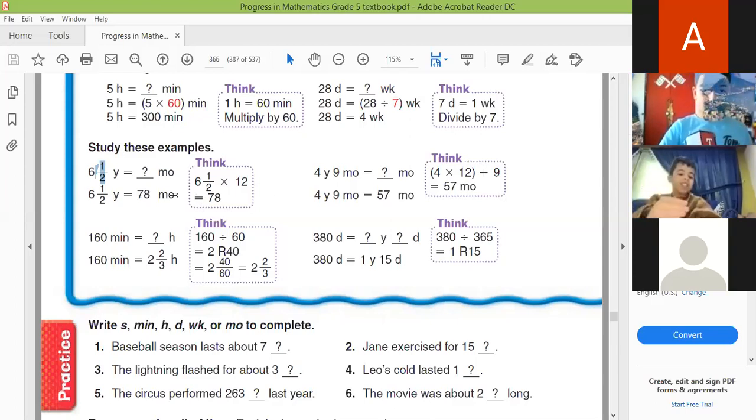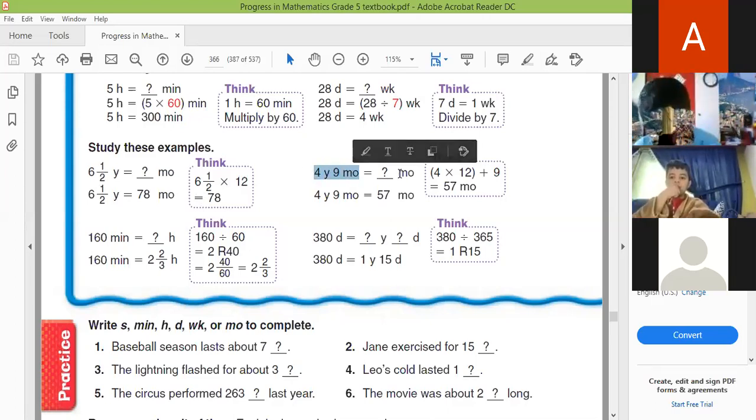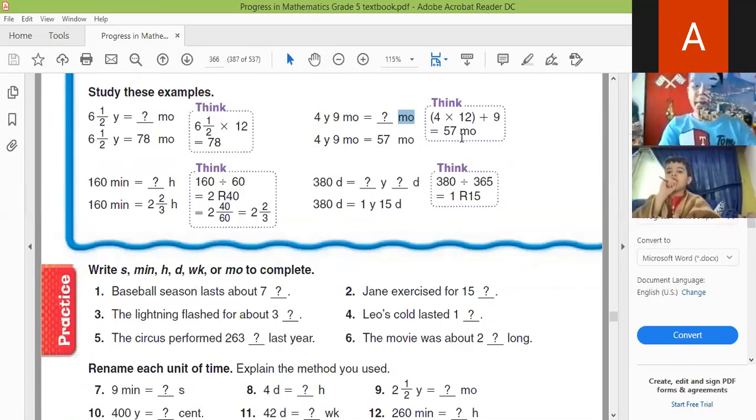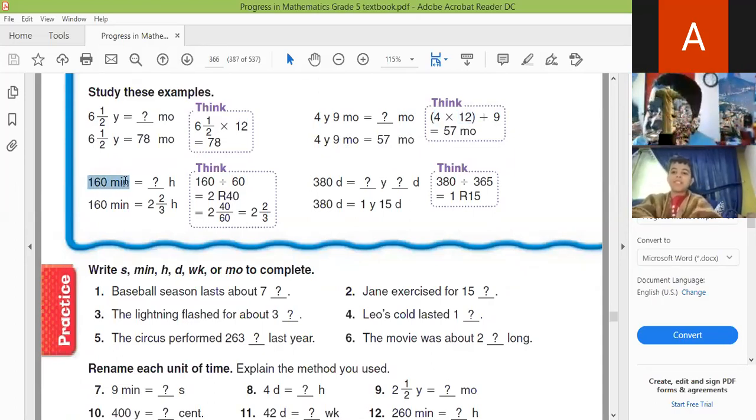Teacher, clear? Let's show the answer. Now look at there. 4 years and 9 months, we will convert it into months. In 4 years, first you will have to check how many months there are. 4 times 12 is 48. 48 plus 9 is 57. There are 57 months.